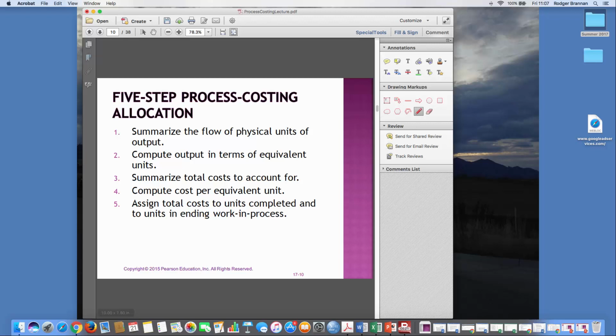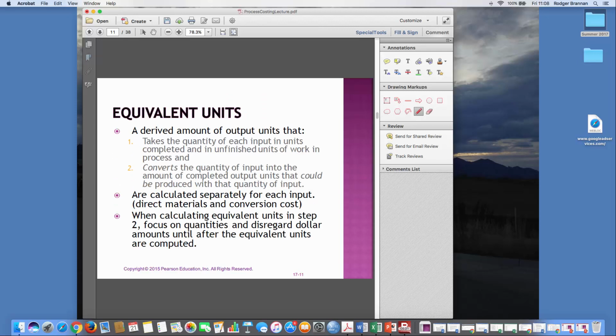Now, the 5 steps here, you don't necessarily have to memorize them, but these are the steps we're going to go through to do process costing. Now, another important concept with respect to process costing is the calculation of equivalent units. I don't want to overstate or make too complicated what equivalent units are. Generally speaking, equivalent units come into play more with conversion cost.